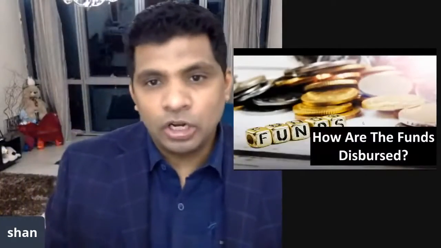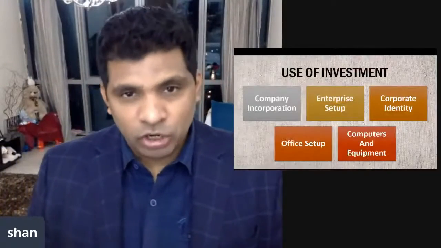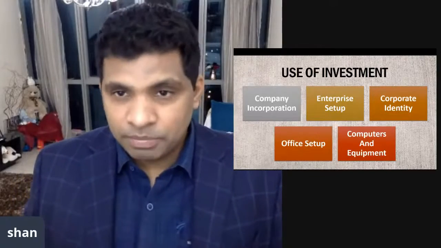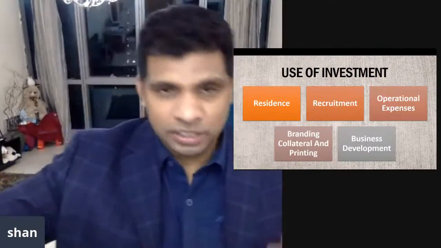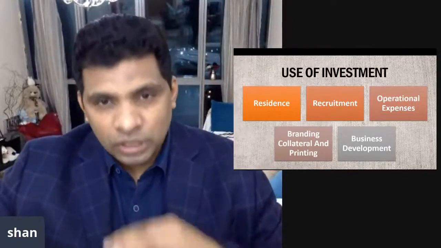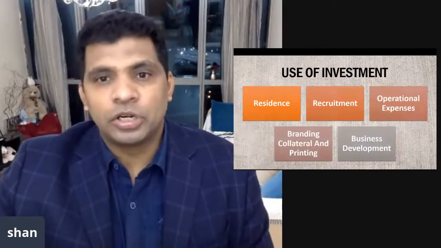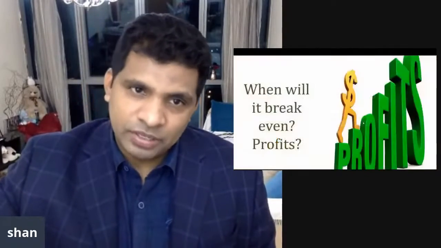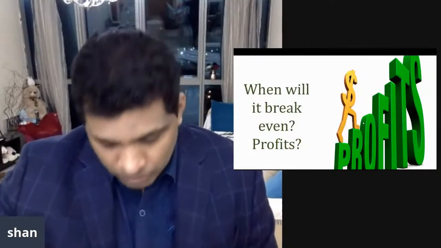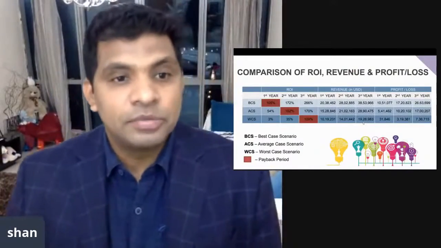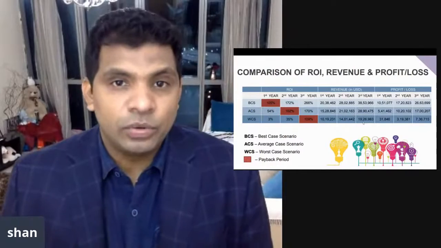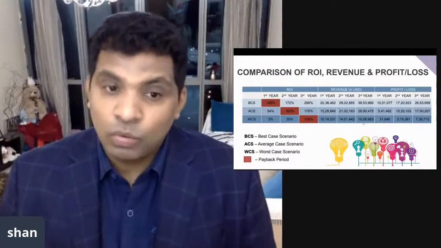Okay, and then you also mention how the fund is distributed: company incorporation and expenditure, setup, corporate identity, office setup, computers and equipment, and everything you put in an Excel sheet as part of the business document. All the breakup should be there. Now after that, you also talk about when the profits start coming. In that, for return on investment, you need to see how much cash flow comes in and how much profit comes in, and you can also have 3 scenarios: best case scenario, average case scenario, and worst case scenario.